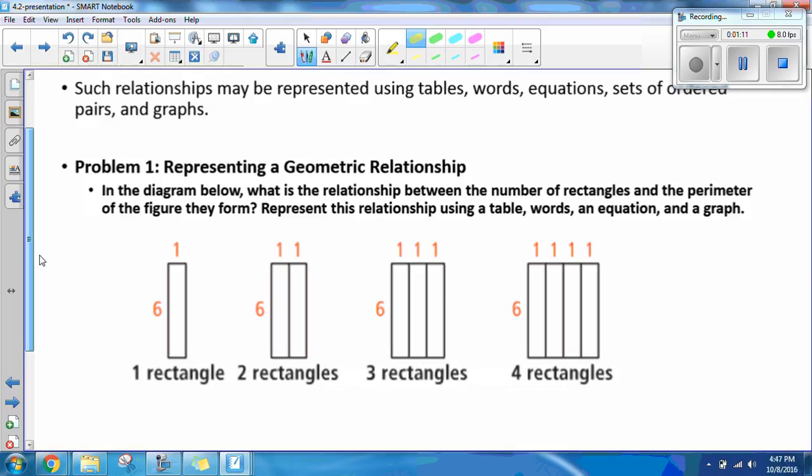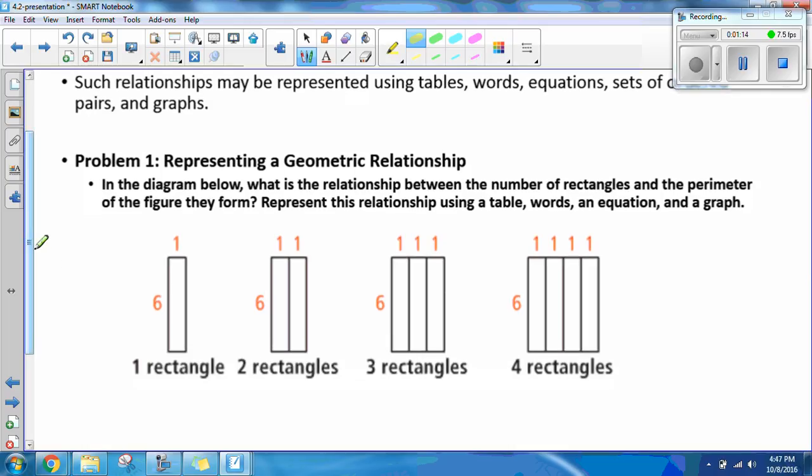Here's an example. Representing a geometric relationship. In the diagram below, what is the relationship between the number of rectangles and the perimeter of the figure they form? Represent this relationship using a table, words, an equation, and a graph.